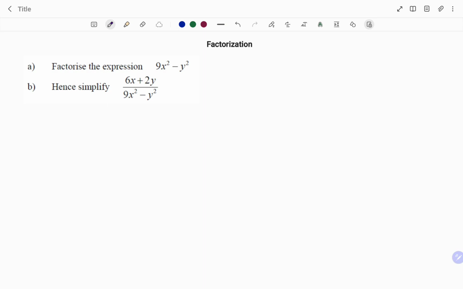In this video, I'm going to show you how to simplify the following by factorization.